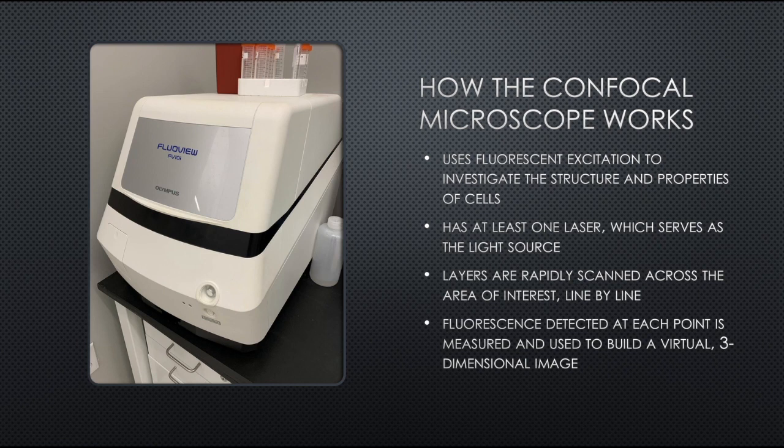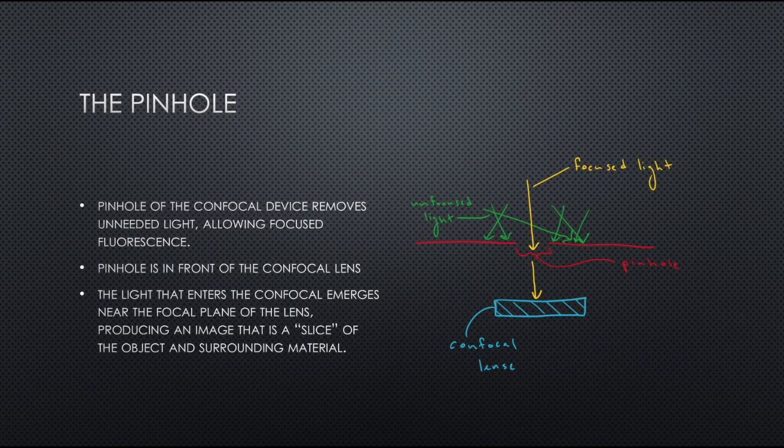Because the laser beam's bandwidth is controlled by the source, regions of the cell that fluoresce under different wavelengths can be imaged with the same microscope and can be imaged simultaneously. The pinhole of the confocal device removes unneeded light, allowing focused fluorescence. Fluorescence is emitted from all material excited by the incident light, and the excitation light itself is scattered as it passes through the air, cover slip, solution, and sample.